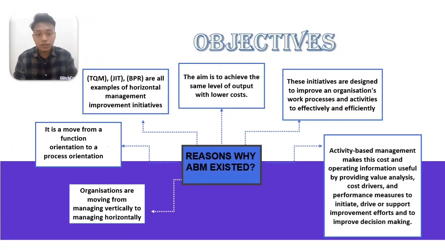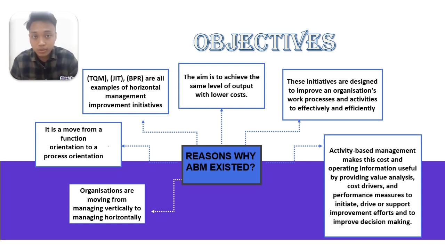So the main objective of the ABM is to achieve the same level of output with a lower cost. So why have organizations turned to activity-based technique? Management practice and method have changed over the last decade and will continue to change. Organizations are moving from managing vertically to managing horizontally. It's a move from a function orientation to a process orientation.